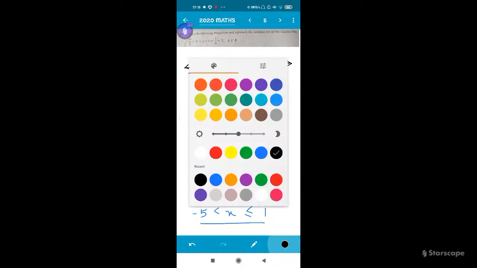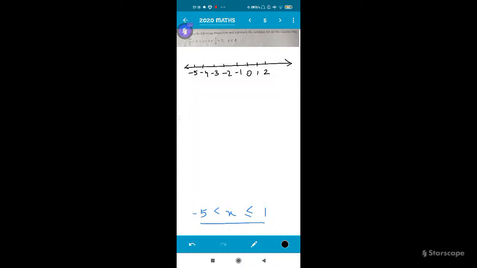Okay, so what are we going to do? Since x is less than or equal to 1, that means we have to make a solid circle on 1. But since x is just greater than minus 5, it is not equal to minus 5, so we will make a hollow circle. And then we are going to shade all the values in between.